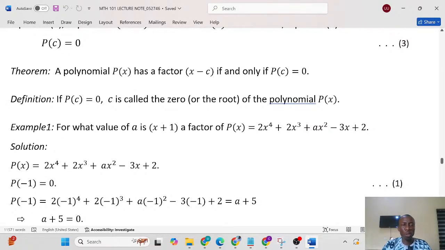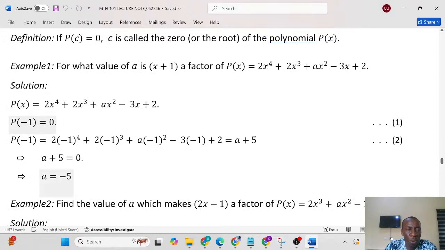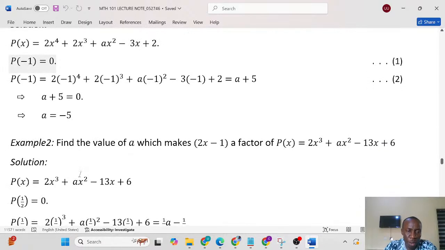Now we know that if we substitute the value of c, the remainder is 0. That is why we say p of minus 1 equals to what? 0, because c, as far as this question is concerned, is minus 1. Because if you pick this x plus 1 and equate it to 0, it will give you x to be equal to minus 1, which is the value of your c. So p of minus 1 is equal to 0. And if you substitute x to be equal to minus 1, we're going to have a plus 5 equals 0, which means that a is equal to minus 5.